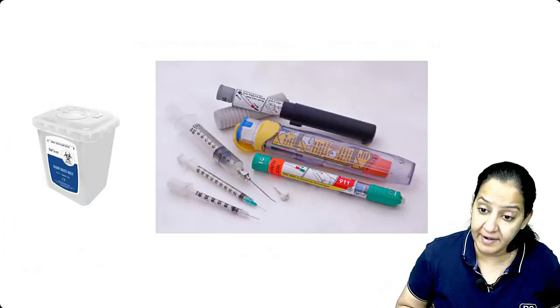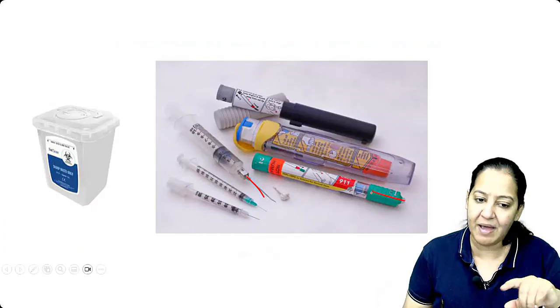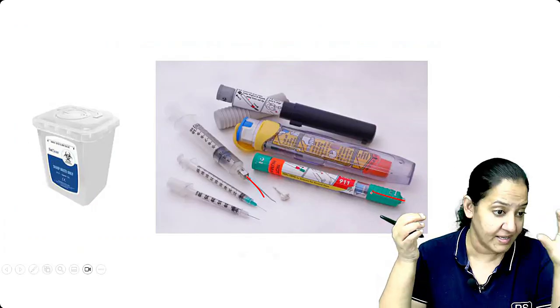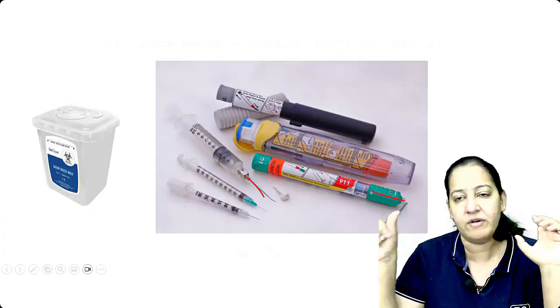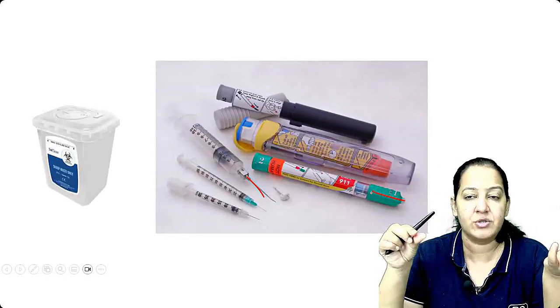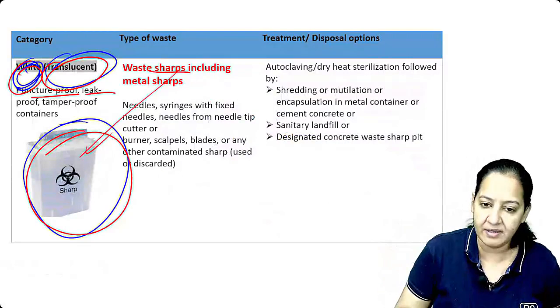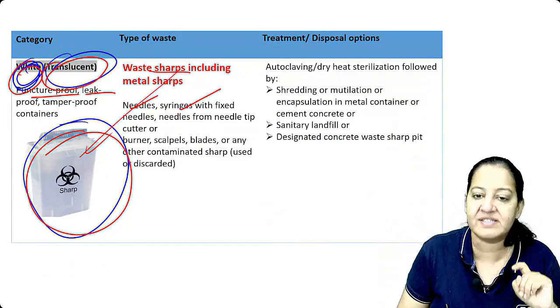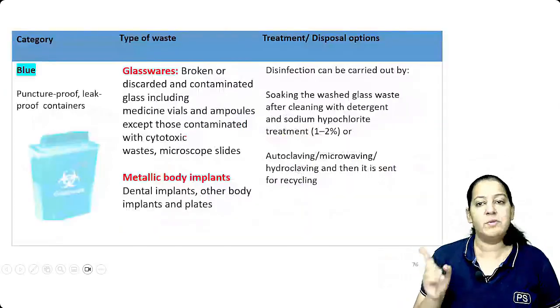The needles will go here. There are certain needles in which the syringe is fixed. Otherwise, I'm having a syringe, I'm having a needle. Syringe is plastic. It should go in red. And the needle is a sharp. It should go in white. But there are certain needles with fixed syringe. So that will also go in the sharps, that is in white. So here the needles will go, either the needles or the syringes with fixed needle. Okay, and the blades will go, scalpels will go. So the sharps will go in white.